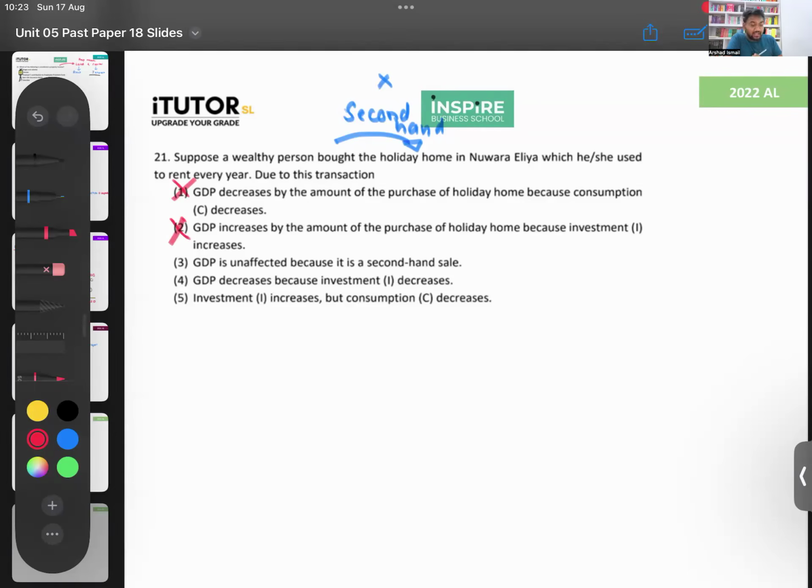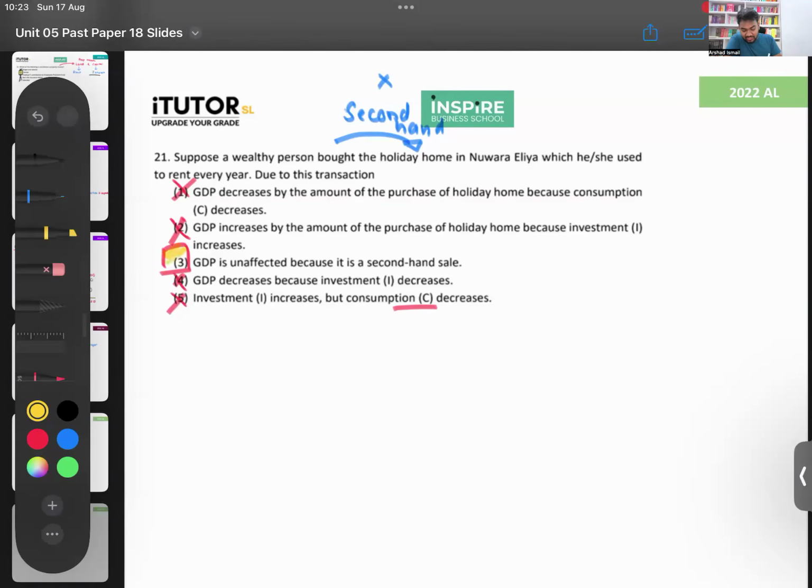GDP is unaffected, could be your answer. GDP decreases? GDP never decreases just because you buy a holiday home. Investment increases, but consumption decreases? How are you saying consumption decreases? Just because you buy a holiday home, you can't say consumption comes down. So that also goes back.